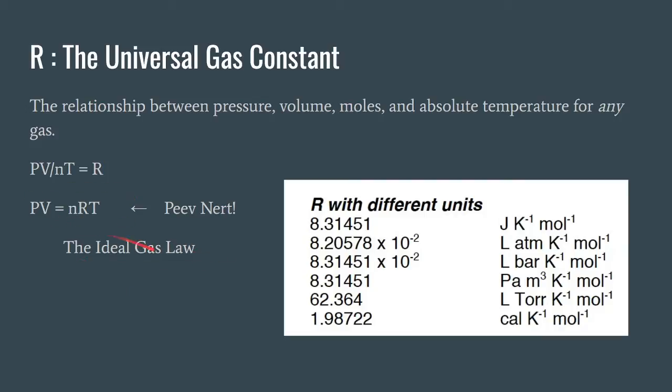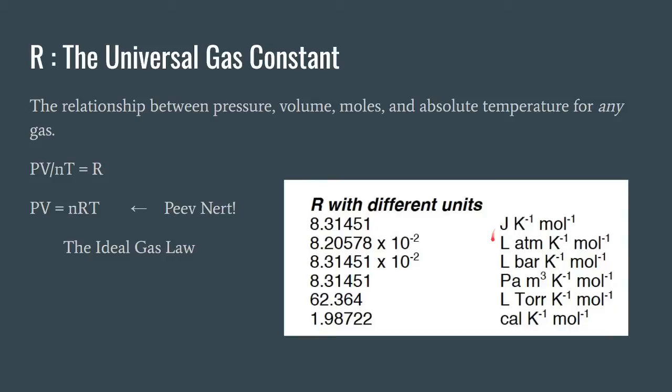PV equals nRT. Now, the actual number value of R will change depending on what units you're using. For example, if it's joules per mole Kelvin, it's 8.31451. Why joules? Well, remember, pressure times change in volume is work. We're talking about joules. So the universal gas constant can show up in various situations where you're talking about work.